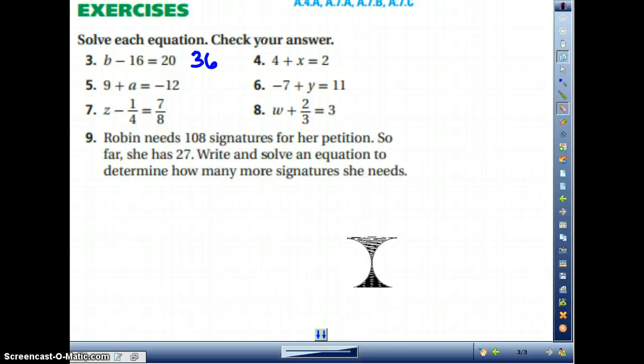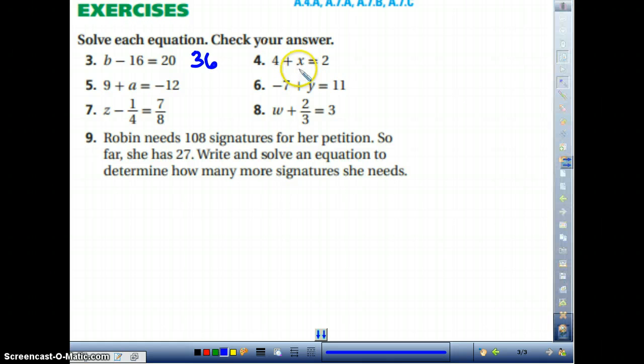Ooh, what a shaky program. On number 4, I have 4 plus x equals 2. I want to get x by itself. How do I undo addition by 4? I'm going to subtract 4. And what you do to one side, you must do to the other. The 4's cancel each other out, and I'm left with x equals what? What's 2 subtract 4? That's right, -2. Good job.